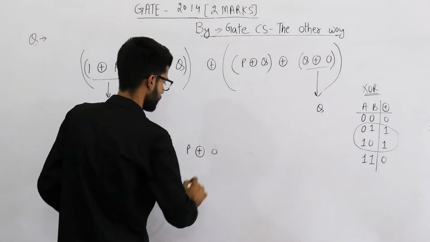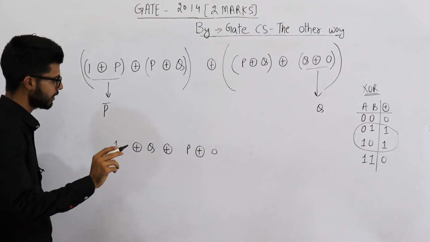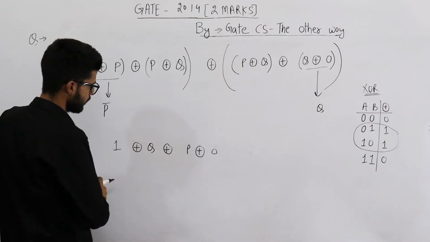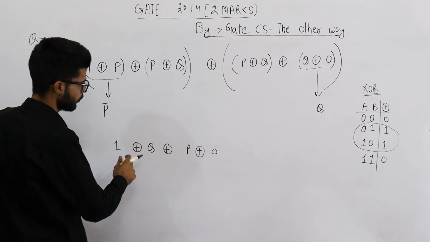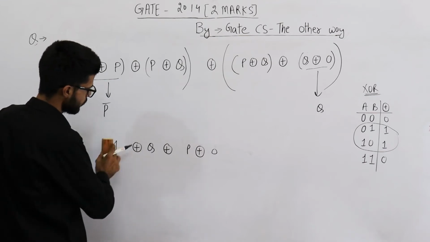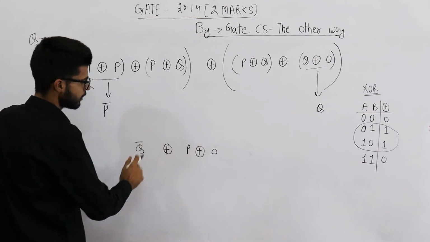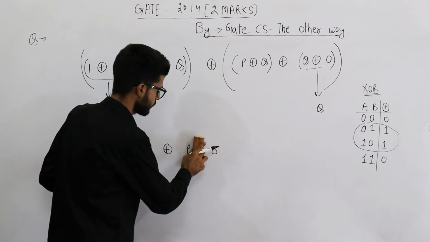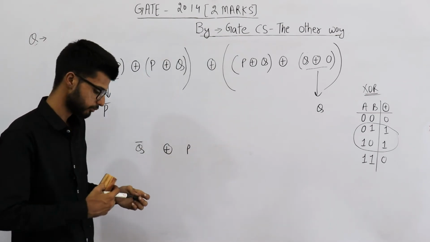Now again apply that property of conditional inversion. Whenever you XOR anything with 1, you will get the complement of that input only. That means Q XOR 1 will be Q bar, and P XOR 0 will be P only. So your answer is Q bar XOR P.